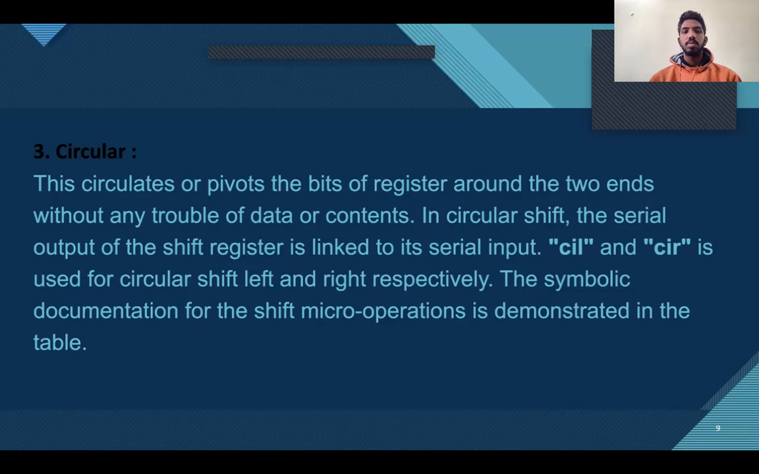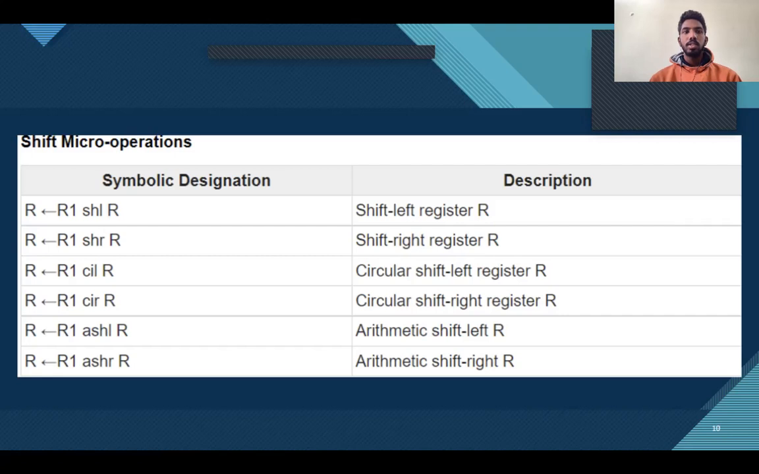The symbolic notation for the shift micro operations is demonstrated in the table. Shift micro operation, symbolic designation, description. R1 shift left R: shift left register R. R1 CIL R: circular shift left register R. R1 CIR R: circular shift right register R. R1 ASHL R: arithmetic shift left. R1 ASHR R: arithmetic shift right.